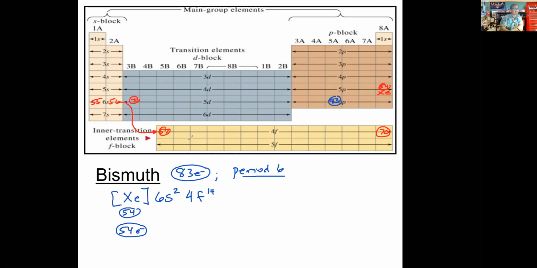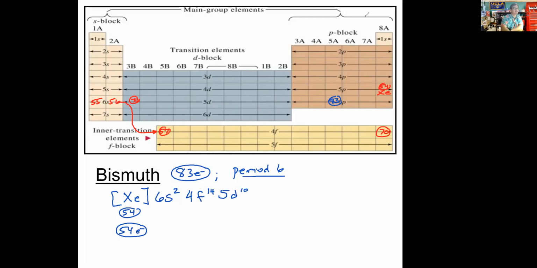So with that said, we've got the 14 4f squares counted. We go back up here. Now we continue our count at square number 71, which is in the 5d. So this is going to be 5d, and we're going to count all 10 of these 5d squares.